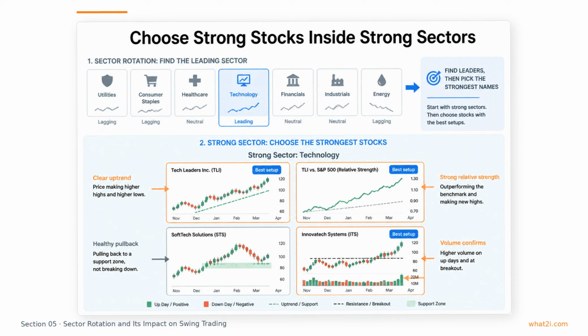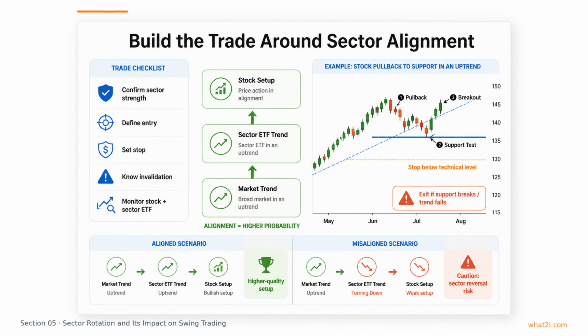Think of sector rotation as the filter and stock selection as the refinement. The best swing candidates usually align both group strength and individual technical quality. A solid trade plan should connect the individual stock to the sector trend and the broader market. If all three are aligned, the setup often has a better chance of follow-through.